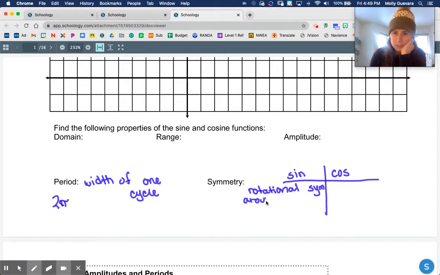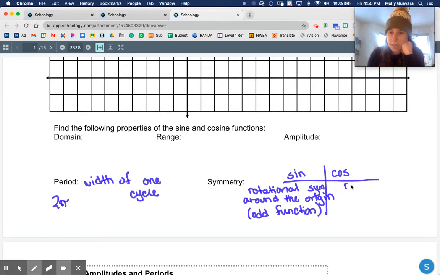Around the origin. And if we think back, of course I can't fit it. If we think back to first semester, anything that has rotational symmetry around the origin is an odd function. So sine here is an odd function, which we actually talked about last lesson in 4.4.